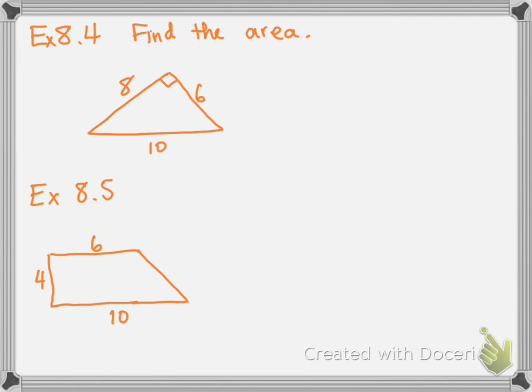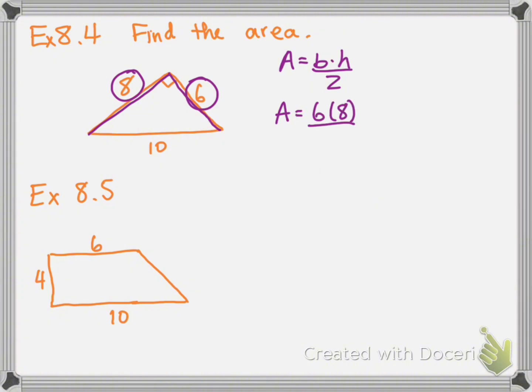Example 8.4, it's another easy exercise. Notice that we have a triangle and we just have to use the formula. Now the thing is, which side are we going to use for the base and the height? Now what we have to see is that this is a right triangle. So since it is a right triangle, this would be the base and this would be the height. So we just have to multiply 6 by 8 divided by 2. Now the 10 is not necessary, so we don't have to use it.